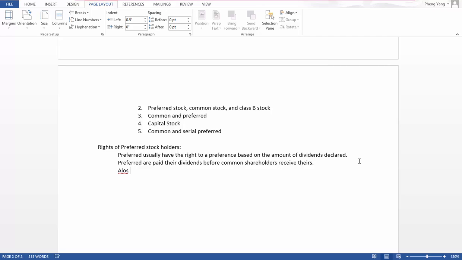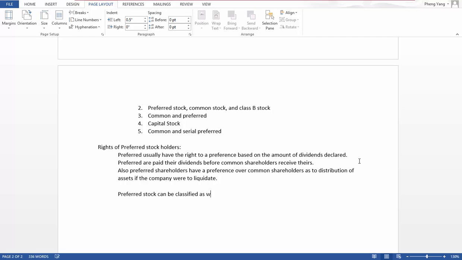And also, preferred shareholders have a preference over common shareholders as to distribution of assets if the company were to liquidate. And also, preferred stock can be classified as either cumulative or non-cumulative.